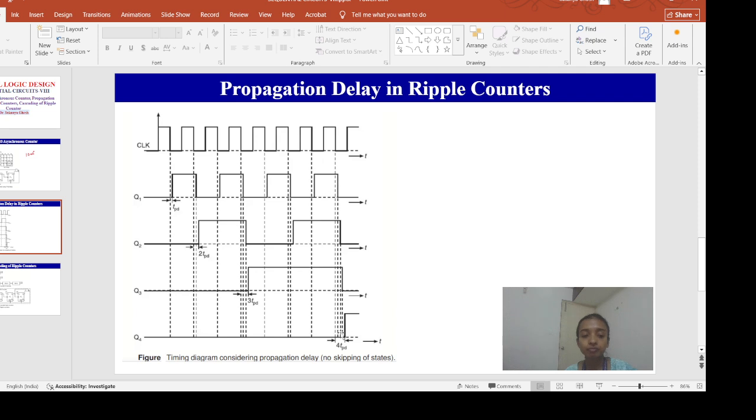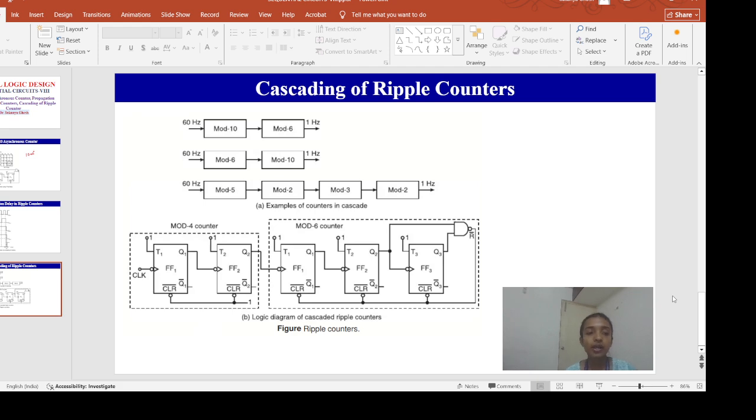Now we will see the cascading of the ripple counter. Ripple counters can be connected in cascade to increase the modulus of the counter. A mod M and a mod N counter in cascade can give a mod MN counter. So you can see here a mod 10 and a mod 6 counter in cascade will give us a mod 60 counter. While cascading, the most significant stage of the first counter is connected to the toggling stage of the second counter. Some examples you can see over here.